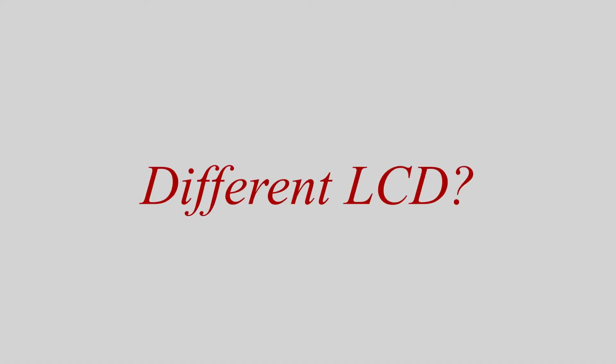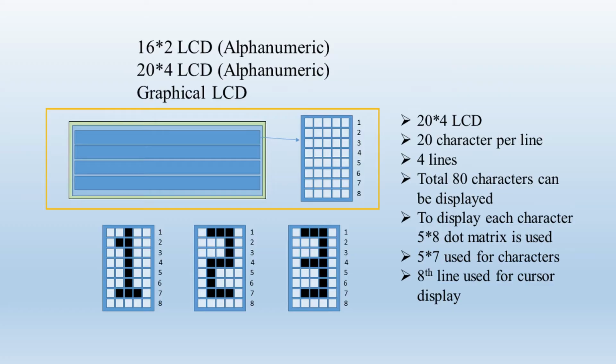Different types of LCDs. So there are several types, among which the 16:2, 20:4 and graphical LCDs are very popular. We will see working on a 20:4 alphanumeric LCD. So what does 20:4 mean? 20:4 indicates that there are 20 characters per line. Such 4 lines exist on the LCD. So total 80 characters can be displayed on the LCD.